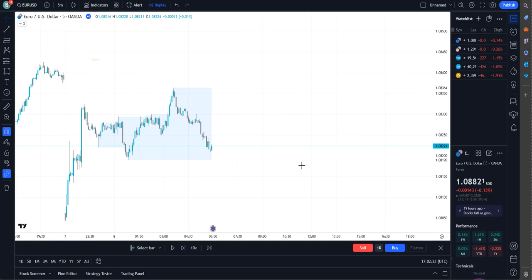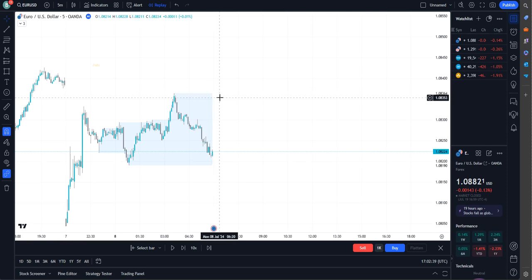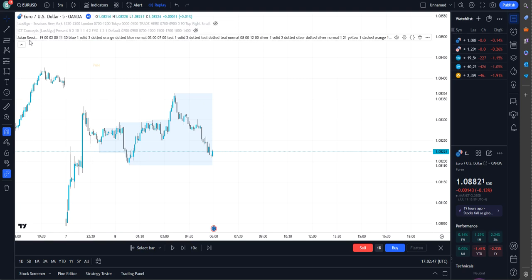Now, without further ado, let me break down this trade for you. So the first thing you're going to want to do is identify your Asian session range. Now, you can do this on your own based off of timings and drawings. However, I always recommend that you use this indicator. It makes your life so much easier and you don't have to worry about drawing it up yourself. This one is called the Asian session range.